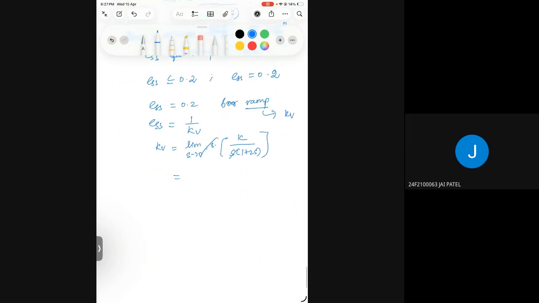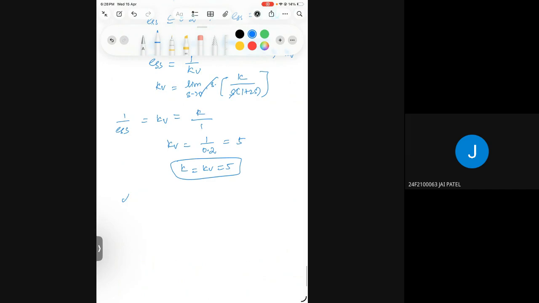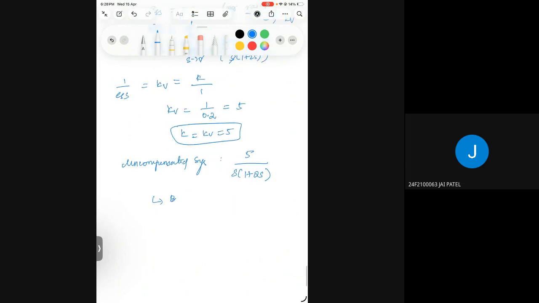When I substitute s equal to 0, this will become K divided by 1, that is equal to Kv. Kv I don't know, so this can be 1 by e_ss. So Kv equal to 1 by 0.2, that is 5. Then K will also be equal to Kv, that is 5. So my overall transfer function, uncompensated system, would be 5 divided by s into 1 plus 2s. So this is the final system for me.